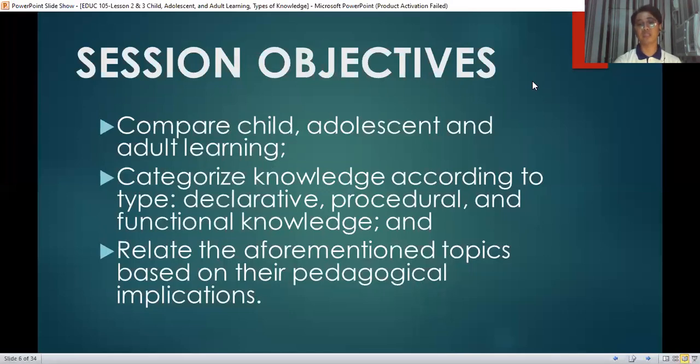So how would these topics, how would this discussion, this lecture affect teaching? And how should we use them into teaching?